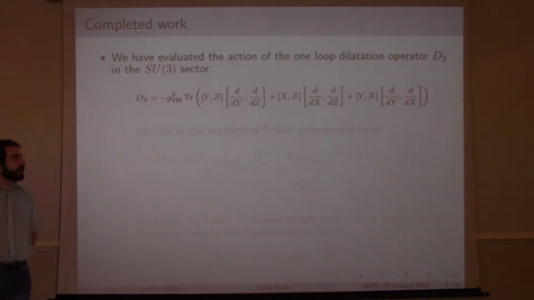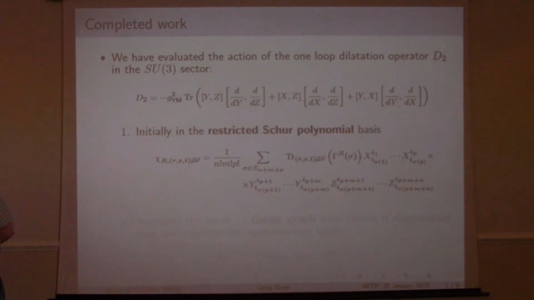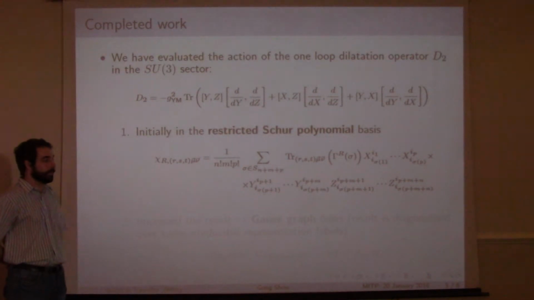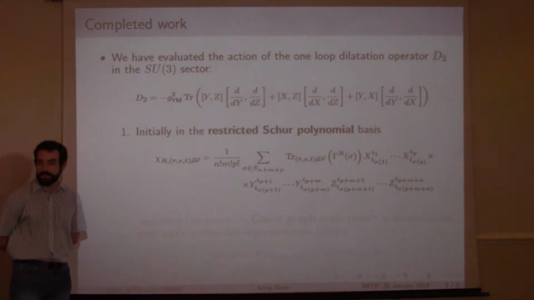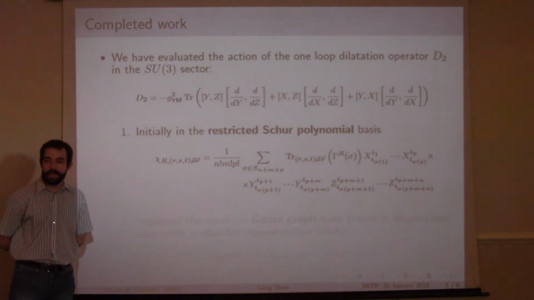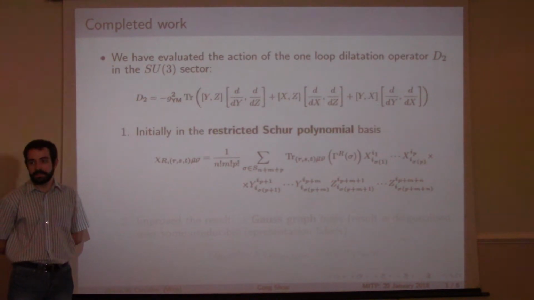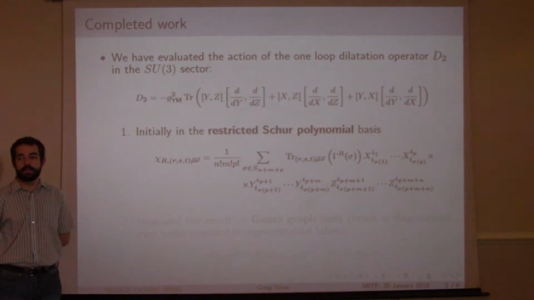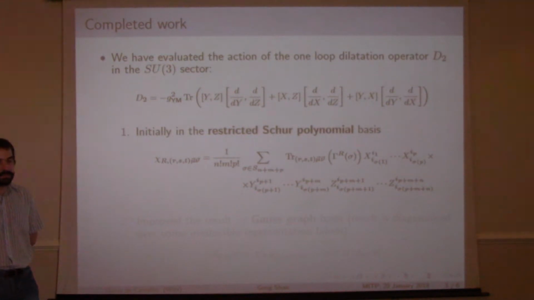So we have evaluated the action of the one-loop dilatation operator in the SU(3) sector. And we see it has the mixing of the Y and Z fields, the X and Z fields, and the Y and X fields. We initially acted with this operator in a restricted Schur polynomial basis. Here we have our restricted Schur polynomial. On the right, I first want to talk about our fields: the X product, the Y product, and the Z product. We have P X fields, M Y fields, and N Z fields. The sum of X and Y fields is much less than the number of Z fields, and the orders of the X and Y fields are the same, so the ratio is of order one.